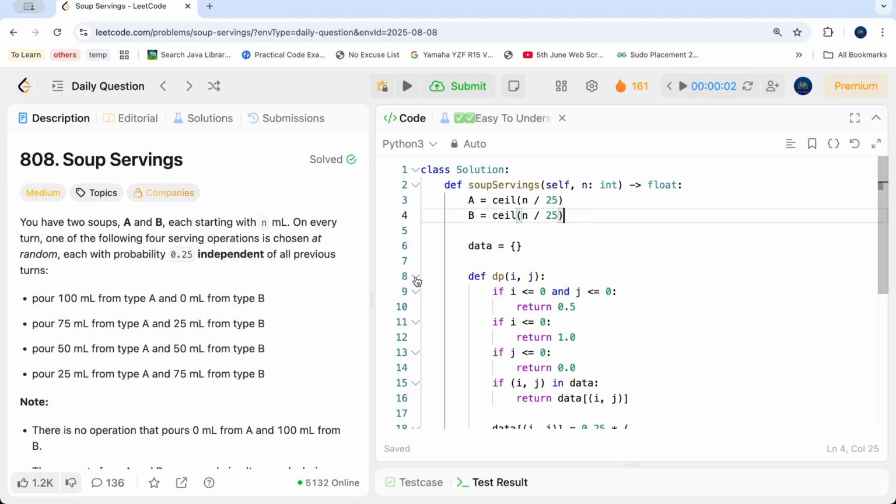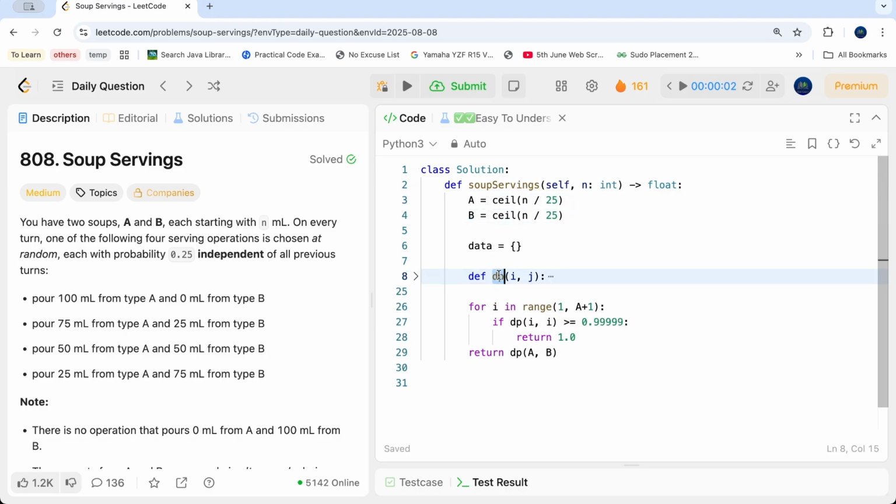Similarly for B. Now let us assume that we have a function dp, which is going to calculate a scenario: if you pass it two values i and j, i is the capacity of A, j is the capacity of B, then this function is going to calculate the probability that A is going to be used first, that is, i will be equal to 0 first. I will explain the function, but first of all, you need to understand this for loop.